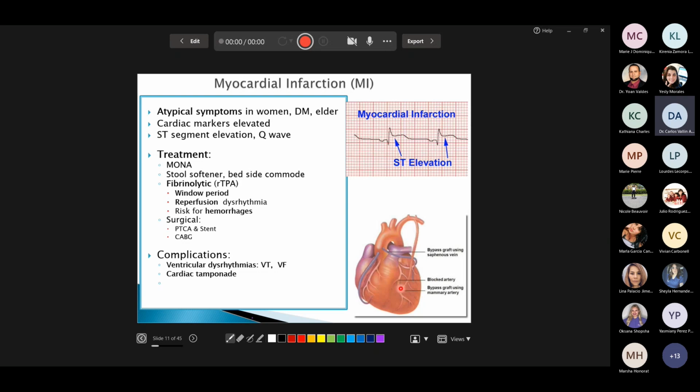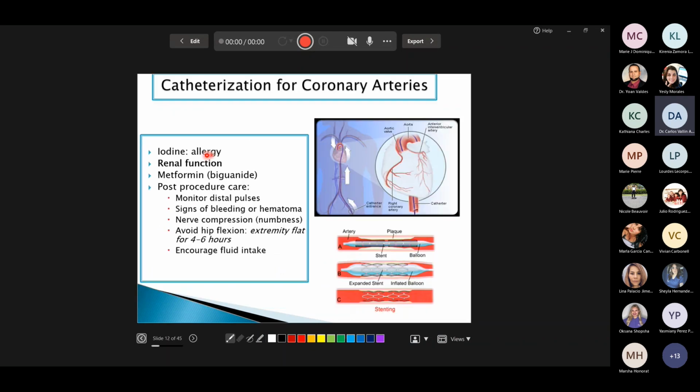The most common cause of death in cardiac catheterization is the ventricular dysrhythmia, specifically VTAC without pulse and ventricular fibrillation. So we need to study very well those dysrhythmias. In the cardiac catheterism, remember that they are going to use iodine. So you need to ask for allergy to iodine, and you need to evaluate the renal function because iodine is nephrotoxic, so the patient needs to have normal creatinine.